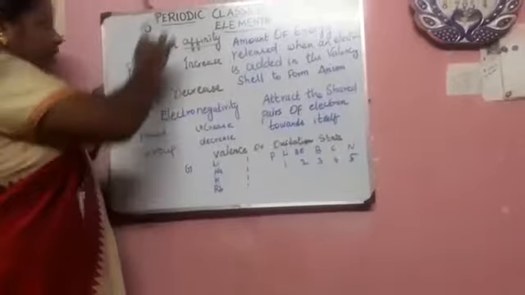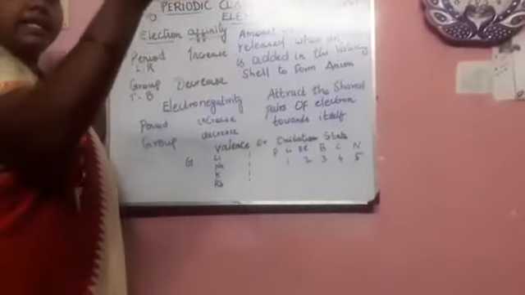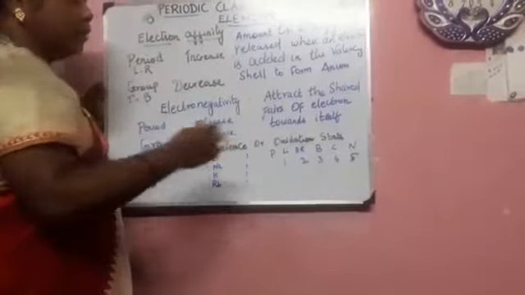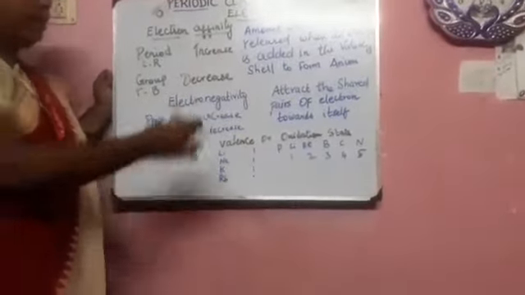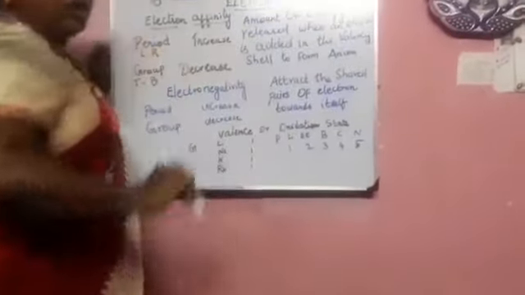Group wise, if you look down the group, the atomic size keeps increasing more and more. So the energy released decreases, and it becomes difficult to add an electron to the valence shell.